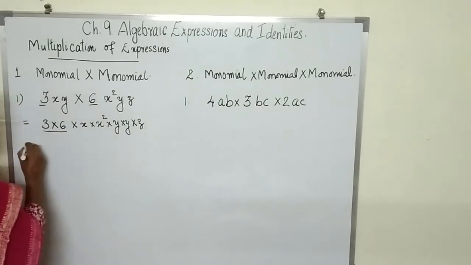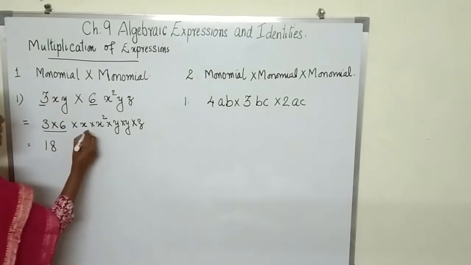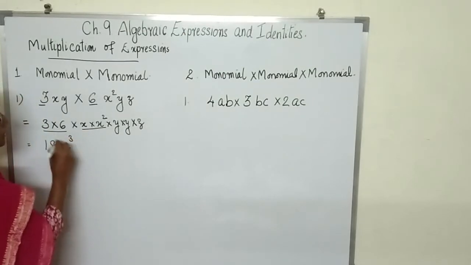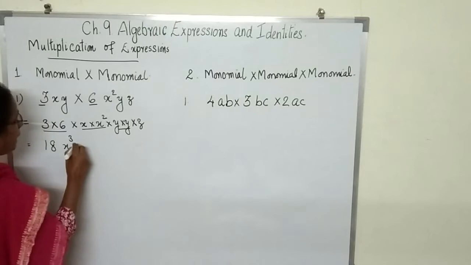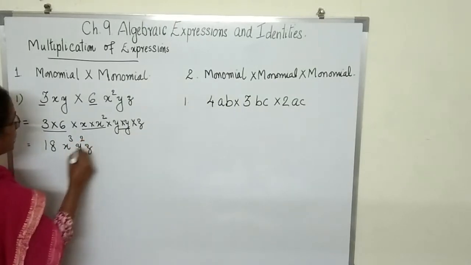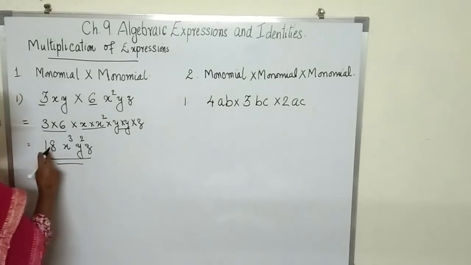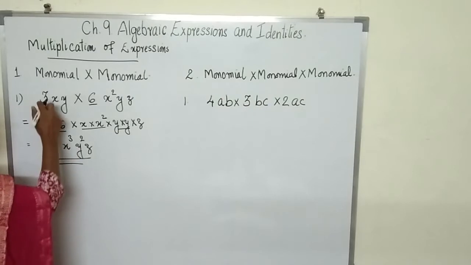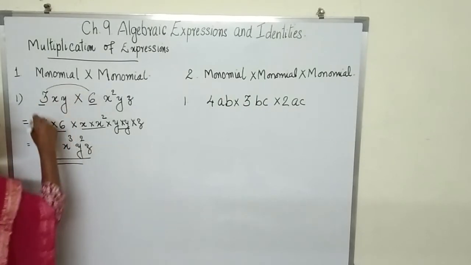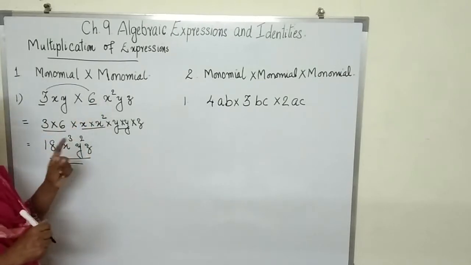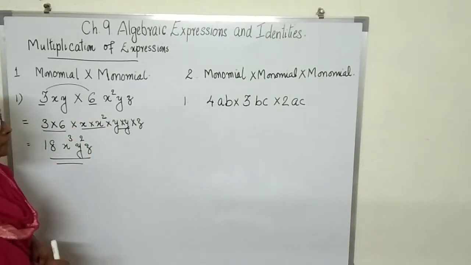So 3 6s are 18. x into x square is x cube. y into y is y square, and z is alone here, so z. What is the answer? 18 x cube y square z. So what do we do? First multiply the numerical coefficients and then multiply each like variable.